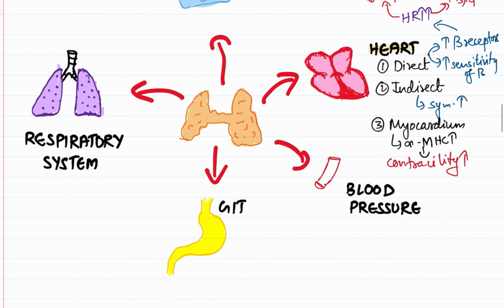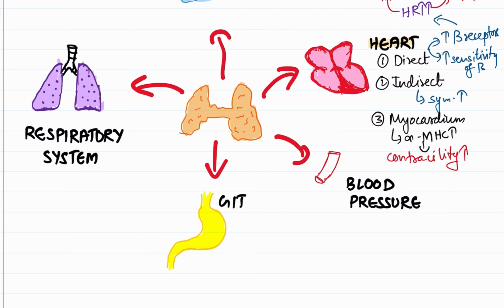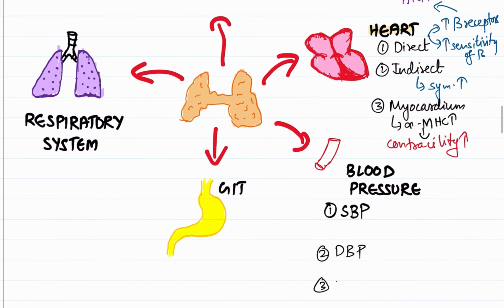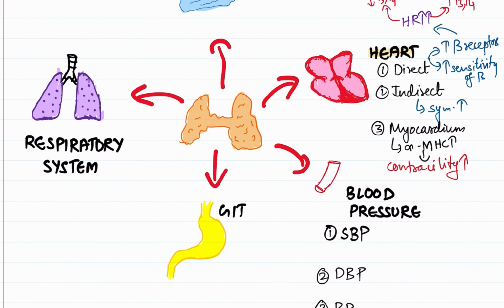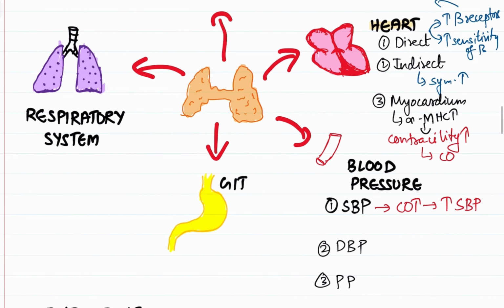Now let's move into the blood pressure, or what happens to the blood vessels. In blood pressure, we know that there are two elements, right? There is the systolic blood pressure, and then we have the diastolic blood pressure. And because of these two, we have the pulse pressure as well. Now, for the systolic blood pressure, when we spoke about the heart, we said that the heart rate increases and the contractility also increases. Therefore, in a nutshell, the cardiac output increases. So the cardiac output is increased due to the action of thyroid hormone, and as a result, there is an increase in the systolic BP.